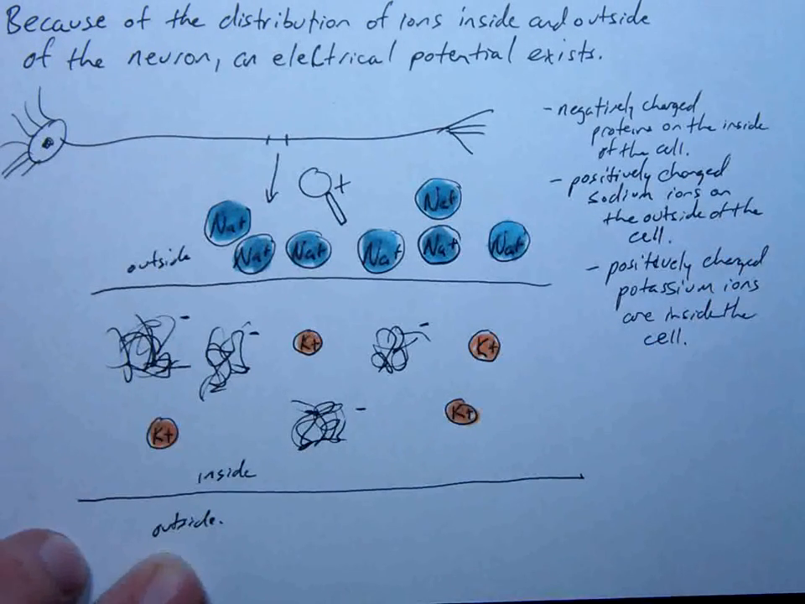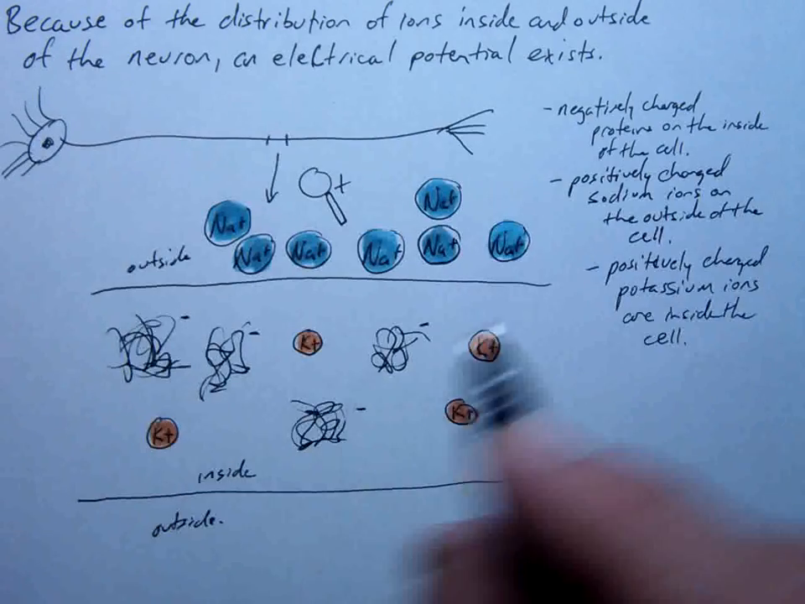Okay, this is at rest. At rest, this is what it looks like. Well, you're like, there's positive inside and positive outside. Doesn't that just average out? It would, were it not for these negatively charged proteins.